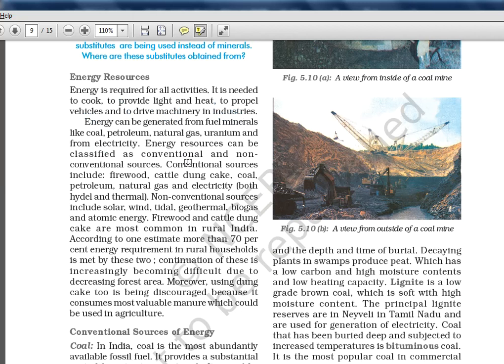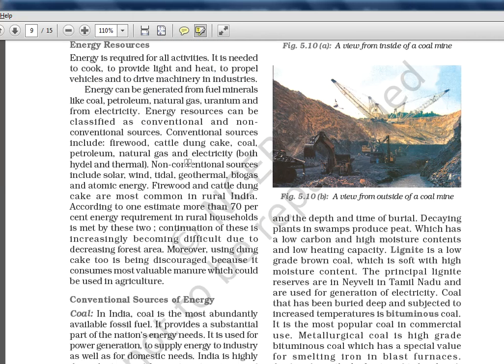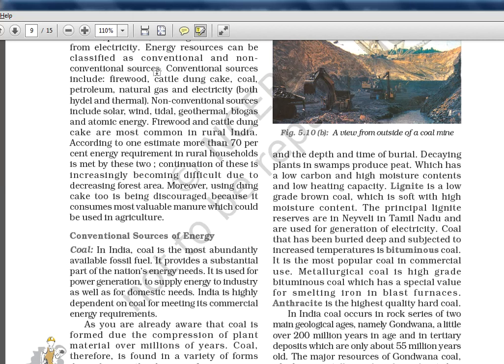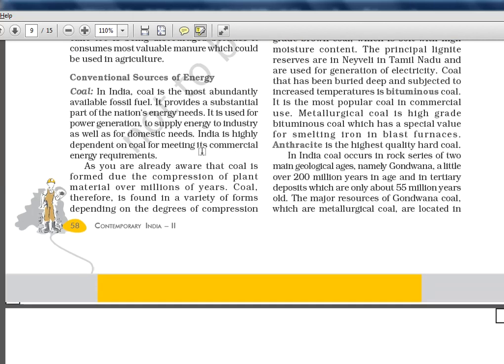Then energy resources are where we have the coal, petroleum and natural gas. That is the conventional things, or the other things are there. Conventional source is the fossil fuels and all those things which cause environmental problems. Non-conventional is the one which India is now trying to move into: solar, wind, tidal, geothermal, biogas, atomic energy. Okay, so now we'll see conventional, that is coal, which I told you.